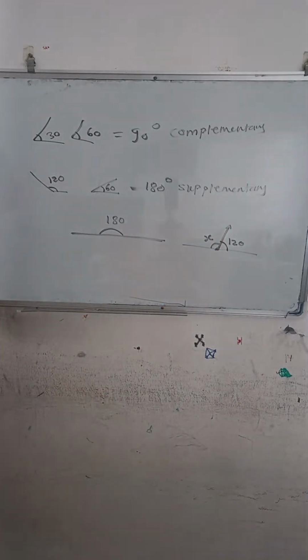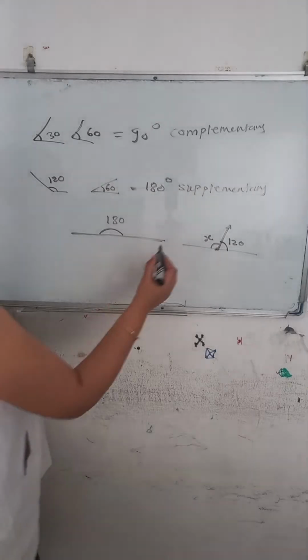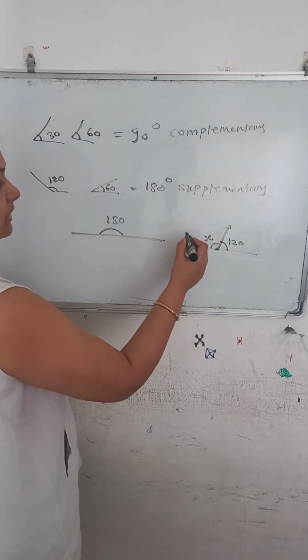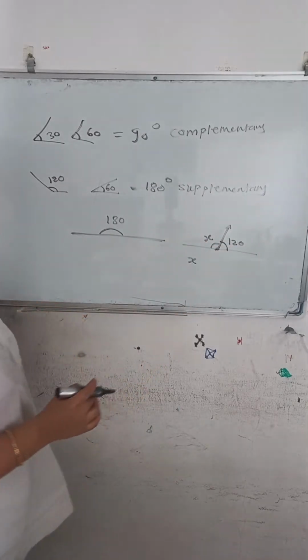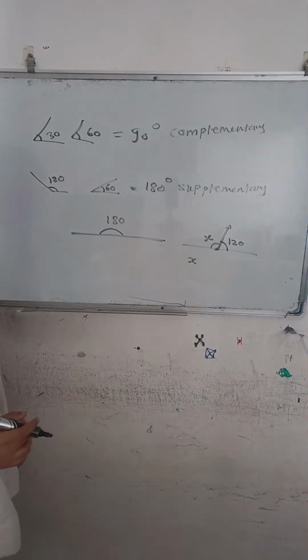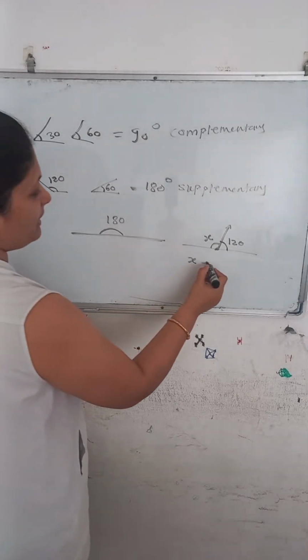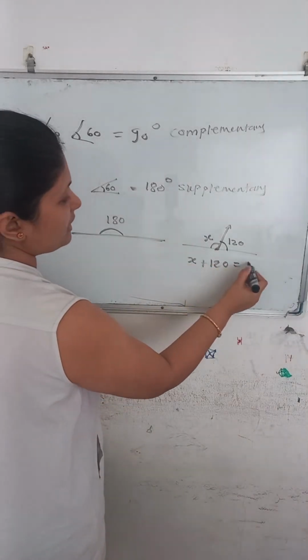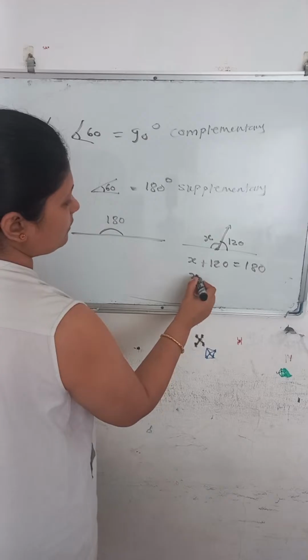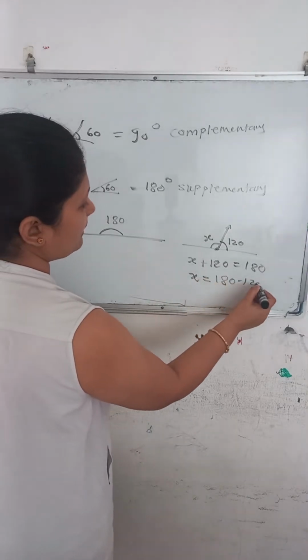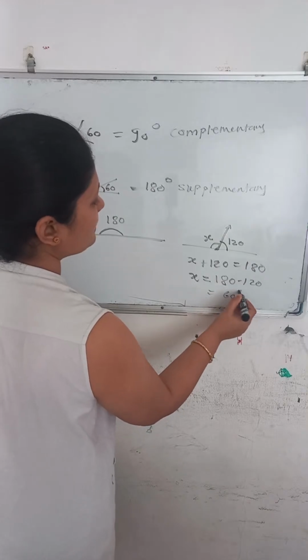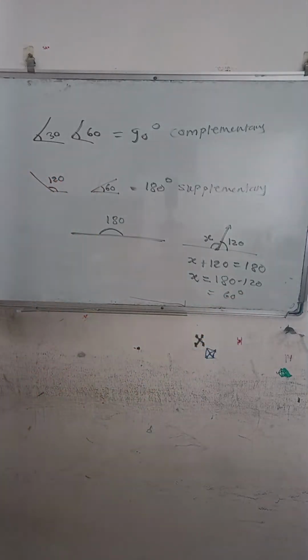They are adjacent. Similarly, both angles are formed on the straight line, which means their angle sum should be 180. This kind of angles are known as a linear pair, and the linear pair angle sum is 180. So we can easily calculate x is equal to 180 minus 120, that is 60 degrees. So this is a linear pair.